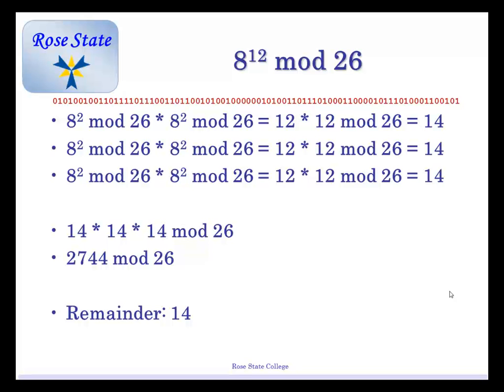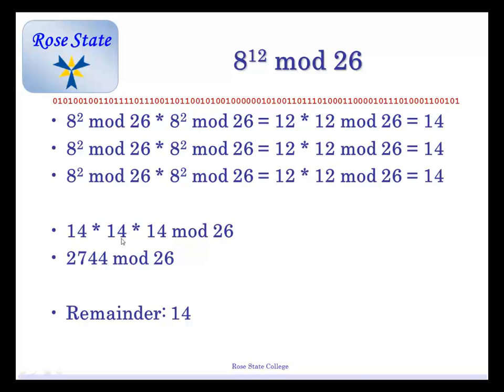Now, let me show you how it works. So I did 8 squared mod 26 times 8 squared mod 26. 8 squared mod 26 is 12. Again, could we do that? Remember, 8 times 8 is 64. Put the 26 in front of the 64 and you end up with 12. So the first 8 squared mod 26 gives us a 12, and this second 8 squared mod 26 gives us another 12. You have to bring over the mod 26. So it's 12 times 12, which is 144, mod 26 is 14. Do that 3 times because you need 12 of them. Then you get 14 times 14 times 14 mod 26.